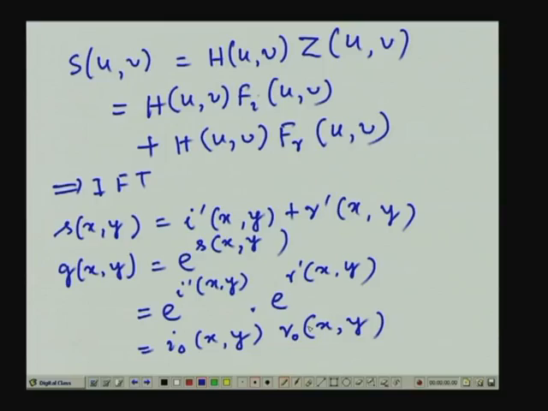Now, because of this separation, it is possible to design a filter which can enhance the high frequency components and attenuate the low frequency components. It is generally the case that in an image, the illumination component leads to low frequency components because illumination is slowly varying, whereas the reflectance component leads to high frequency components, particularly at the boundaries of two reflecting objects.